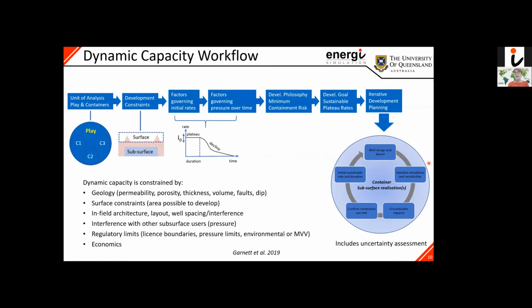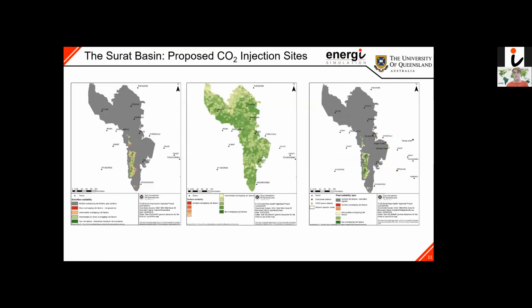This then feeds into an iterative development planning in which we look at a well layout and design. We then use that to simulate injection and sensitivities around parameters. We assess the groundwater impacts, confirm if we are still within the constraints, and then establish what the initial rates and the plateau rates are going to be. Then we go, for instance, to either change the design if that one didn't work out, or to create more scenarios around that. And I can show a bit of an example of what that might look like.